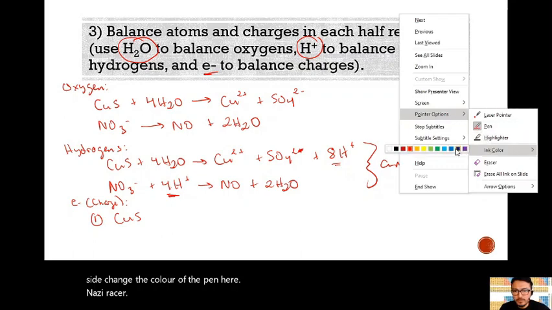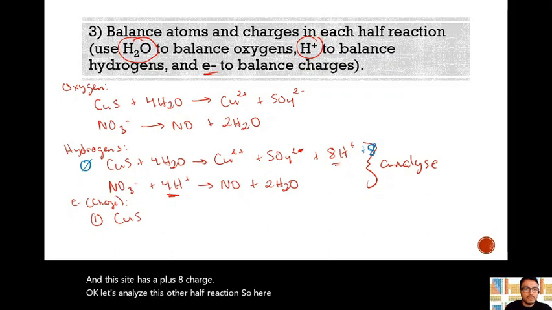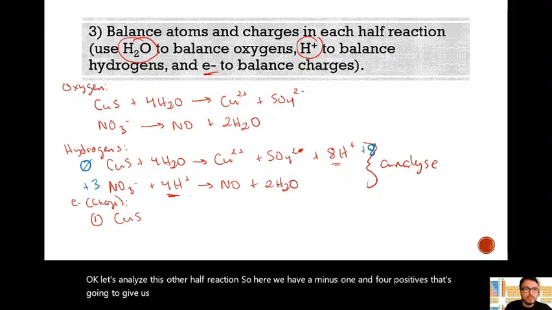Here we go. Okay, so this side has a 0 charge, and this side has a plus 8 charge. Plus 8. Okay, let's analyze this other half reaction. So here we have a -1 and 4 positives, so that's going to give us a positive 3 charge. And here we have no charges at all, so it's a 0 charge here.